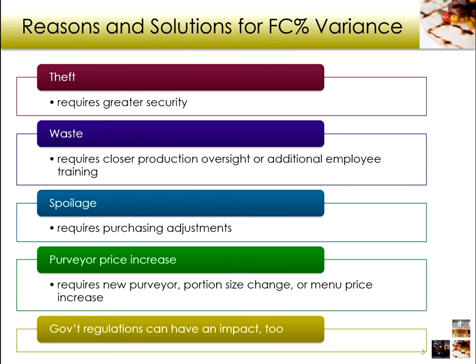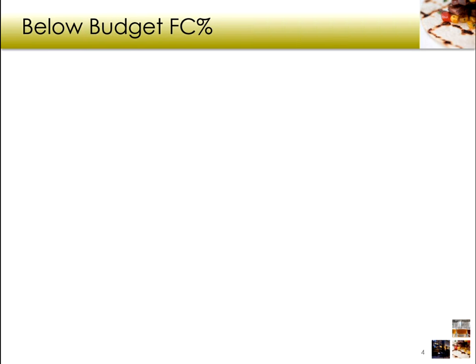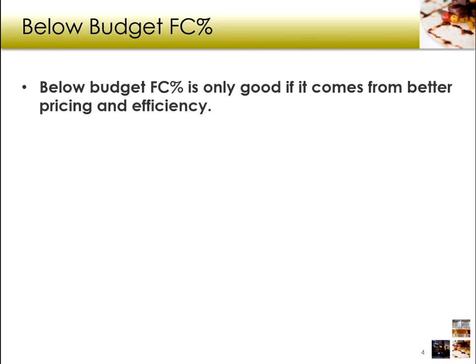Not much we can do about price increase other than monitoring them so that we can increase our prices as those prices go up, right? So that's talking about an increase in food cost. What about if our food cost is less than what we'd budgeted or less than our standard cost, right? That's good. We're making more money. Our profit's going better, right?